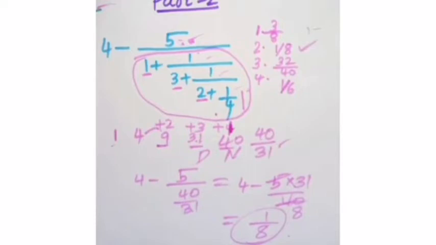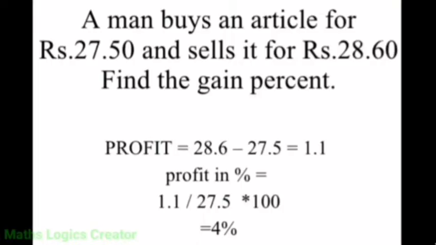Okay, so hope you all followed this method and implement it on paper. Take more and more examples and practice. A man buys an article for 27.50 paisa and sells it for 28.60 paisa. Find the gain percentage he's asking. Definitely he got a profit in this transaction.